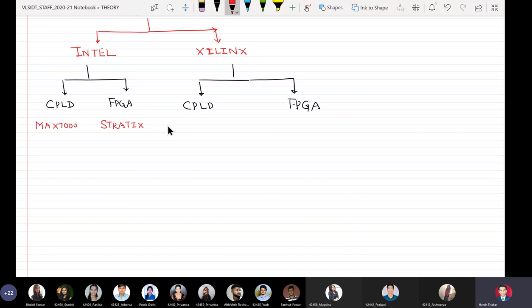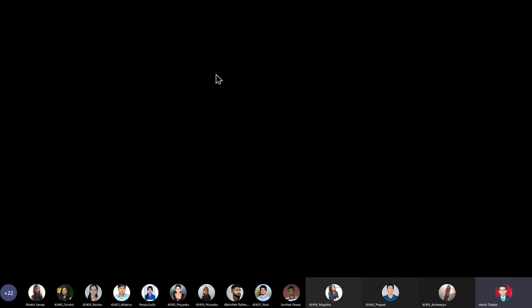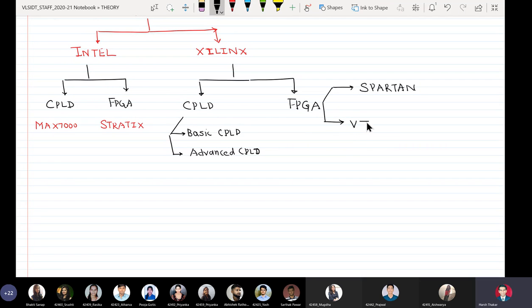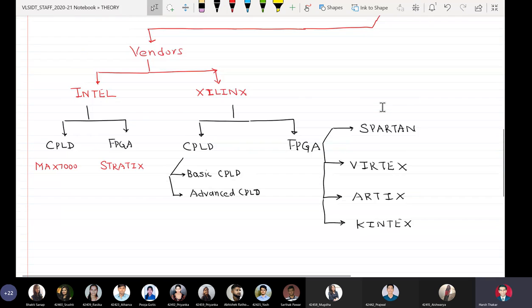FPGAs. So here, as I said, we have Spartan, we have Virtex, Artix, Kintex. These are four FPGA families from Xilinx.